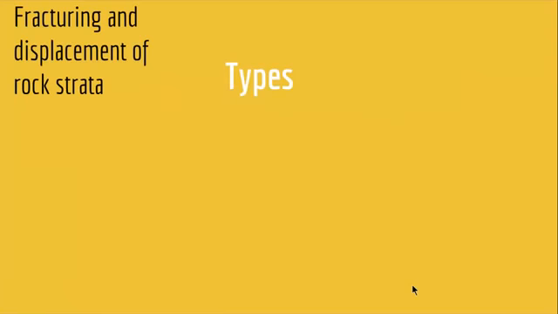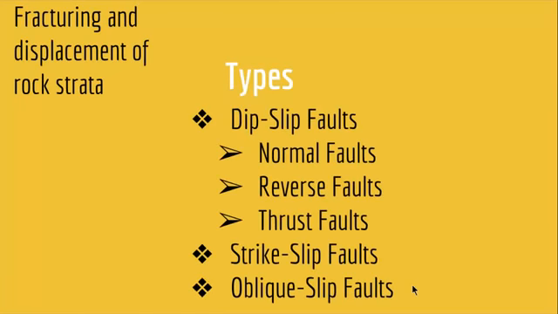So how many types of faults do we have? Well, we have three types. We have dip slip faults, we have strike slip faults, and we have oblique slip faults. Oblique slip faults are faults that are both strike slip and dip slip. But what are dip slip and strike slip faults? Well, for you to understand, let me illustrate this for you.